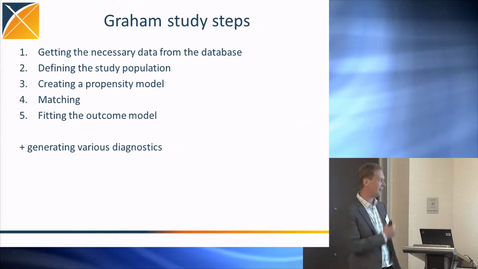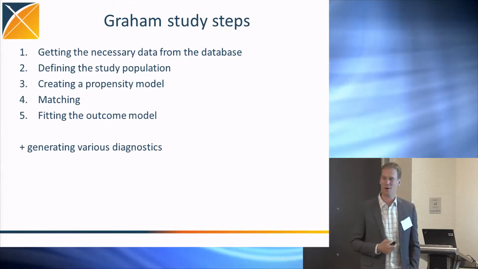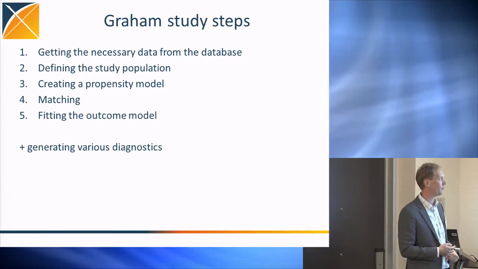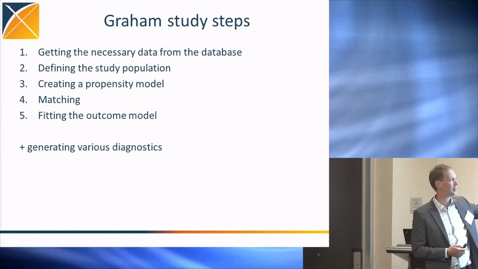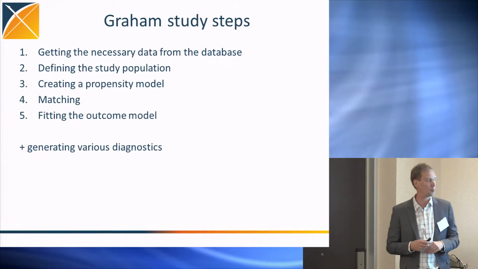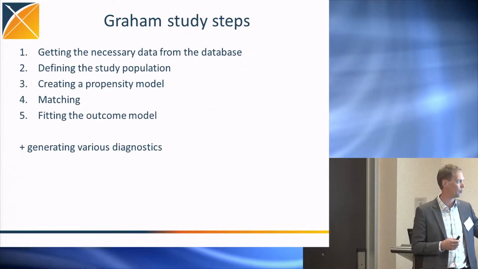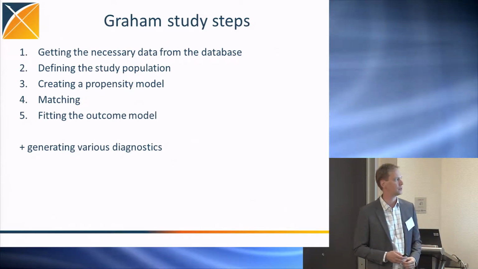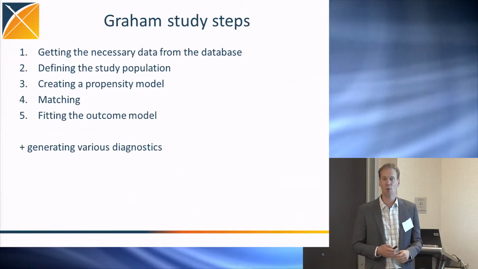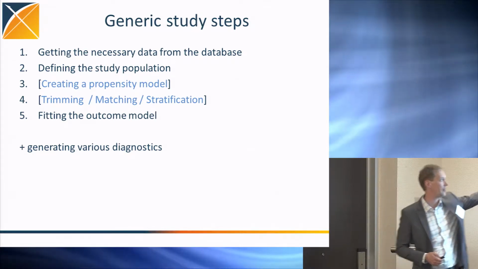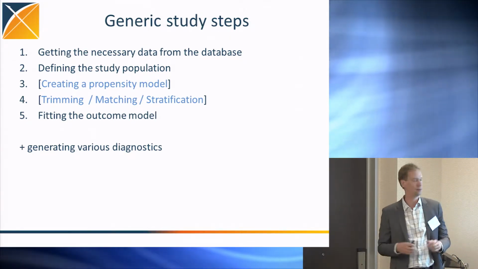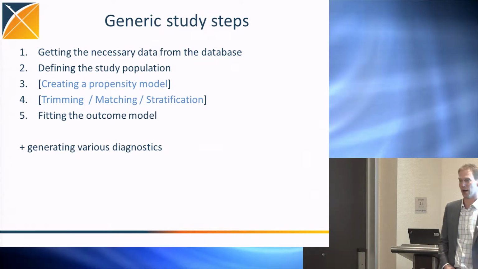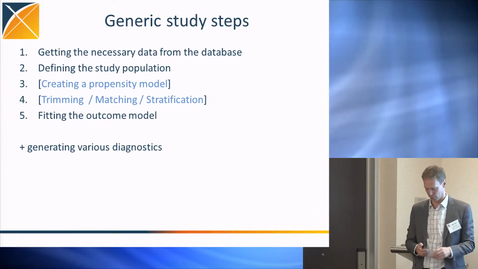That's right. So before the break, I mentioned that in the CohortMethod package, we broke up the Graham study replications into five steps: getting the necessary data from the database, defining the study population and time at risk, creating a propensity score, doing matching, fitting the outcome model, and throughout generating various diagnostics. That is the general workflow in the CohortMethod package, except you may choose to not use a propensity model, which generally is not recommended. And instead of matching, you may choose to do trimming or stratification or a combination of trimming with matching and/or stratification.